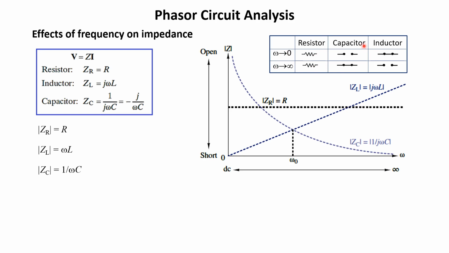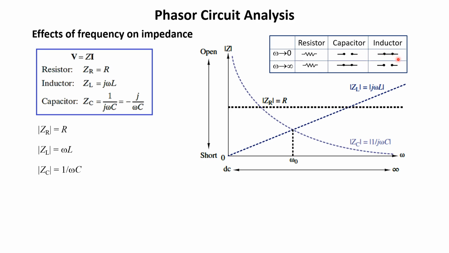But in the case of a capacitance, if frequency approaches 0, the capacitor behaves like an open circuit under DC conditions, and when the frequency approaches infinity, it behaves like a short circuit. So the capacitive impedance behaves like a short circuit as the magnitude of Z_C becomes 0.